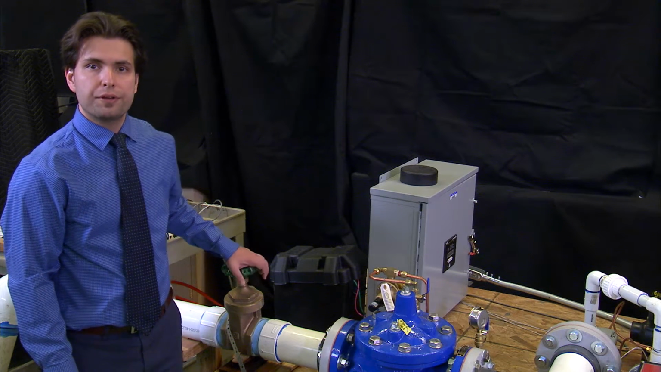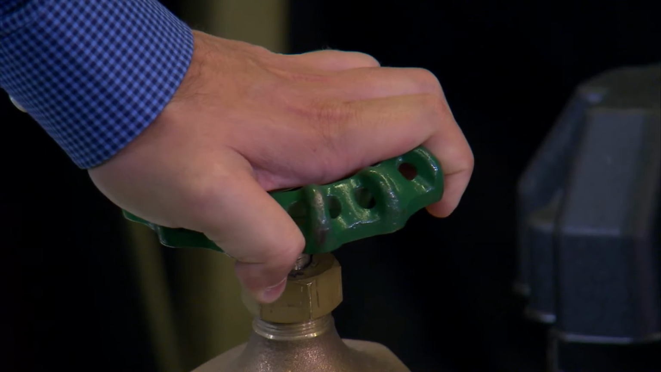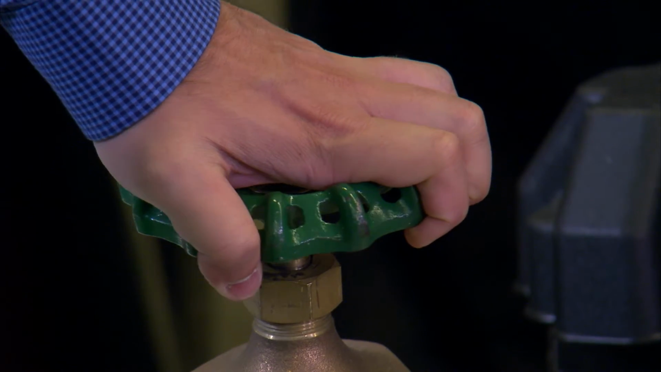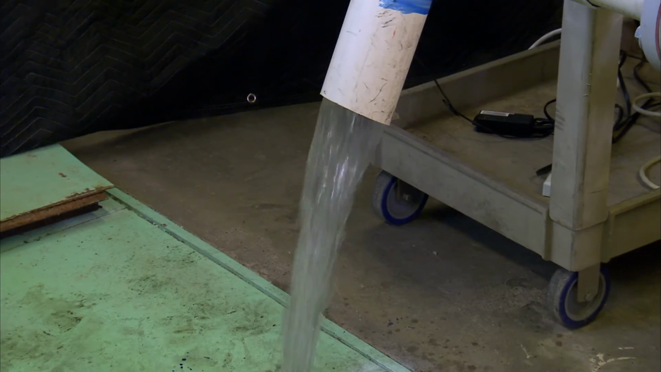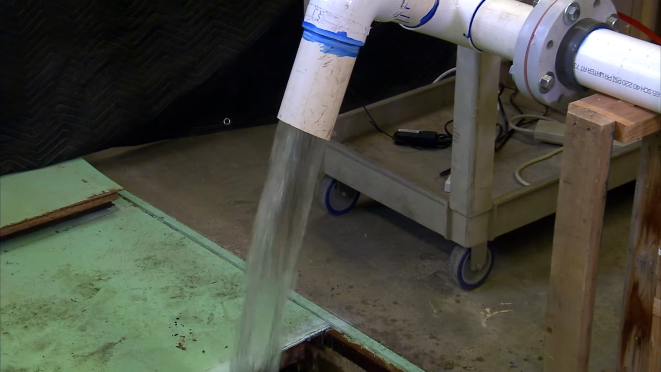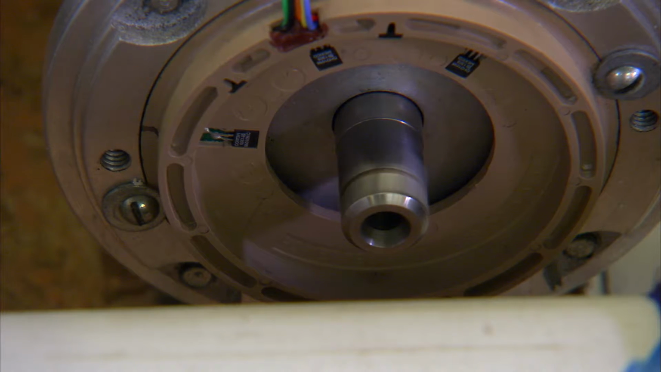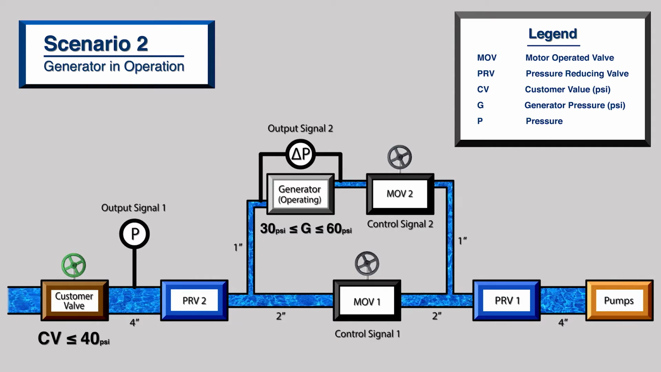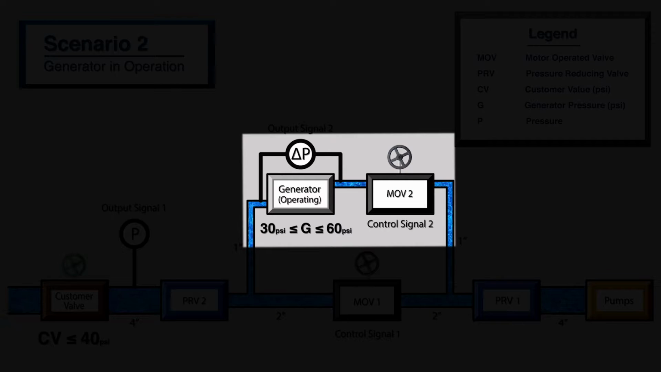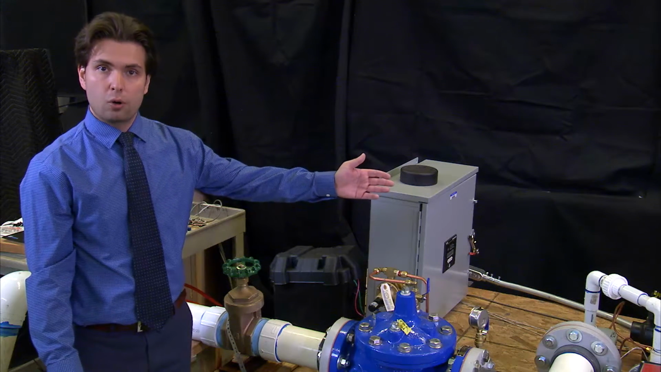In scenario 2, we need to increase the customer flow by opening the customer valve. By opening this valve, the customer flow starts to increase, and also the customer pressure starts to drop. So MOV number 1 needs to control the pressure on the customer side, and when we are increasing the flow, the generator starts to operate because we have enough pressure across the generator. In this scenario, because the pressure is in the acceptable range between 30 psi and 60 psi, MOV number 2 doesn't operate.